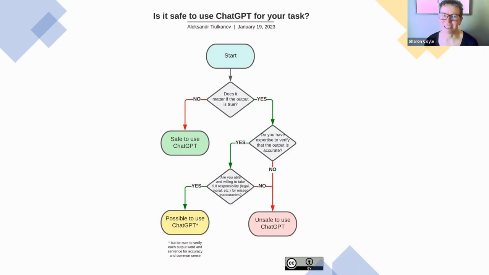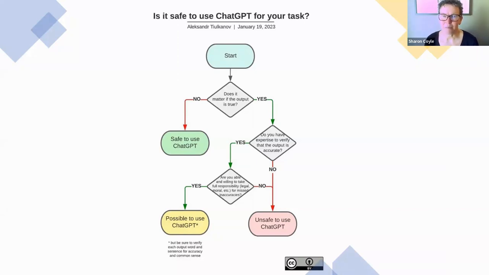And you start and it says, does it matter if the output is true? And that might sound like a ridiculous question, but there are times when it does not matter. If I'm making up a story or I want it to write 6 business letter examples so that my students can find what's wrong with them, then it doesn't matter. So it's okay to use it. It's safe to use ChatGPT for those things.